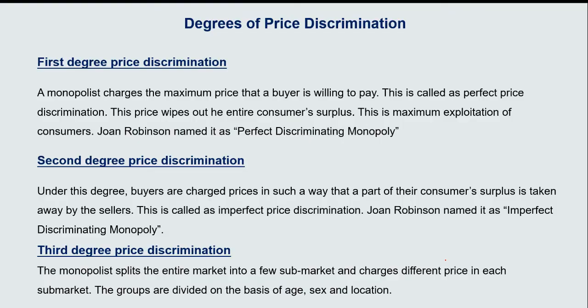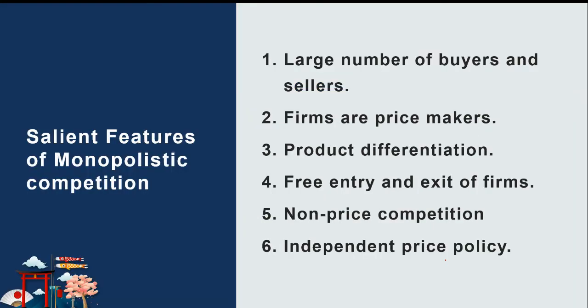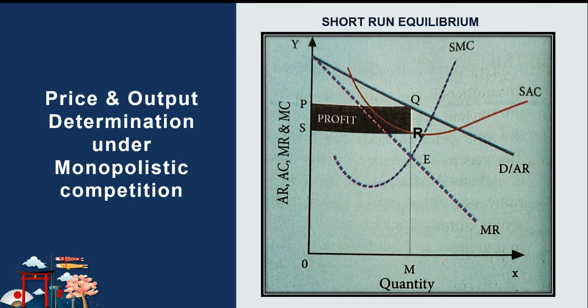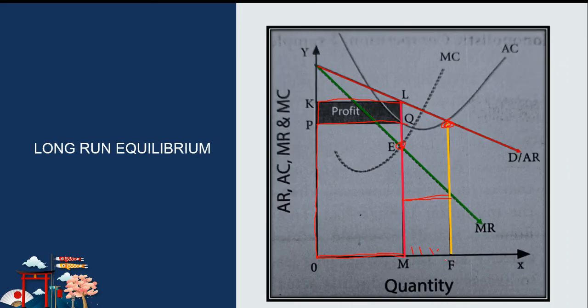So what did we see in our class today? We saw what is monopolistic competition, then the salient features of monopolistic competition. Then we saw the price and output determination under monopolistic competition during a short period. In the short run, you will have profit, and in the short run you will also have loss. But in the long run, you will have only normal profit, only one diagram for that. So in monopolistic competition, I taught 3 diagrams for you. The first 2 were for short period profit and short period loss. Then in the long period, we have only normal profit.